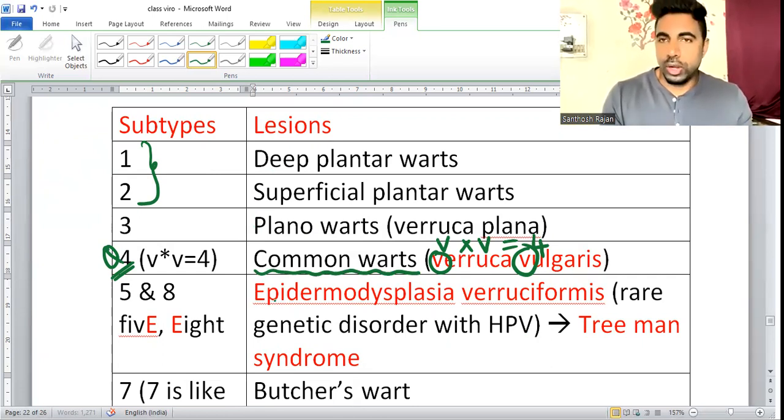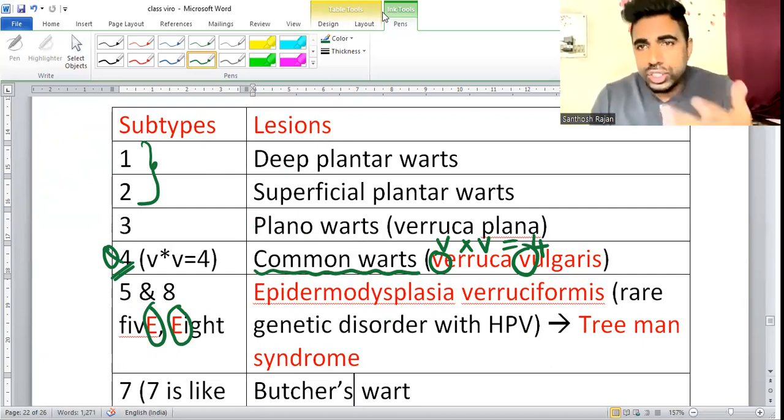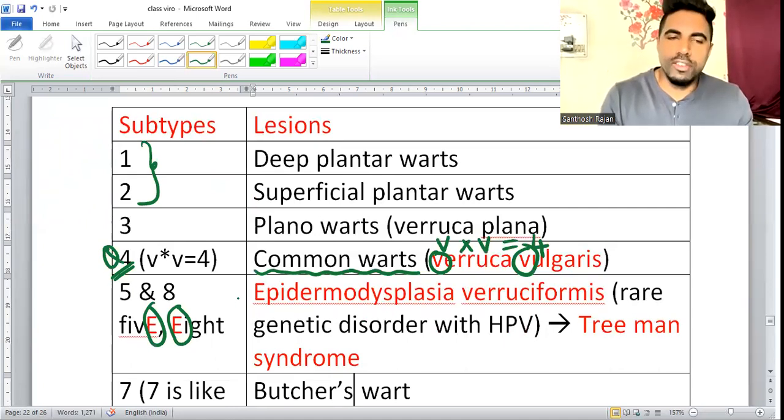Okay, the important ones are these. Number five and eight. Five ends in E, eight starts with E. E for epidermodysplasia verruciformis. It's a derma question also. Ideally, this is a genetic condition. These people have more predisposition for HPV infection. One of them is this epidermodysplasia verruciformis.